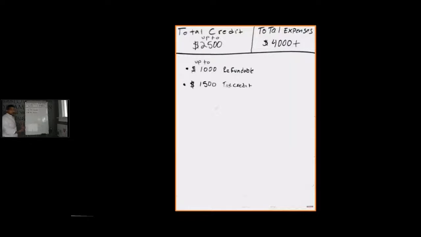So what these $1,500s are going to do is look and see if you have any difference in your tax, right? Maybe you were supposed to pay $2,000 in taxes throughout the year, but you only paid $1,000. So that money is going to go towards paying your taxes.